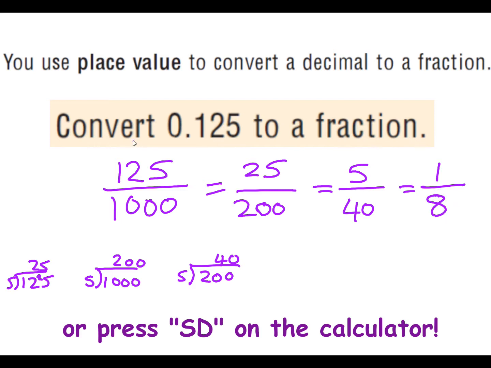So the decimal 0.125 can be converted into a fraction by making it 125 over 1,000 and then simplifying it, if you want to, over a number of stages to get the fraction in its simplest terms of 1/8. When we come to look at the calculator in the next lesson, you'll see that you can do this easily by pressing the SD button on your calculator, and that will switch between fractions and decimals for you.